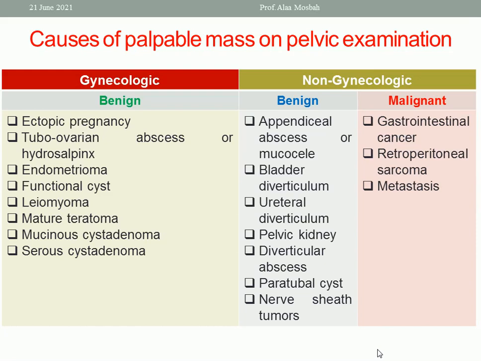What are the non-gynecologic benign lesions? Like appendiceal abscess or mucocele, bladder diverticulum, pelvic kidney, urethral diverticulum, diverticular abscess, paratubal cyst, nerve sheath tumor. While the malignant non-gynecologic lesions include gastrointestinal cancer, retroperitoneal sarcoma, and metastasis.